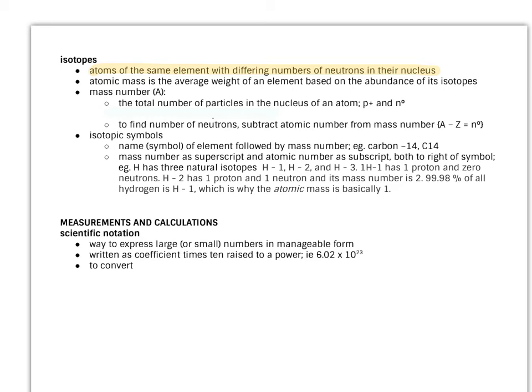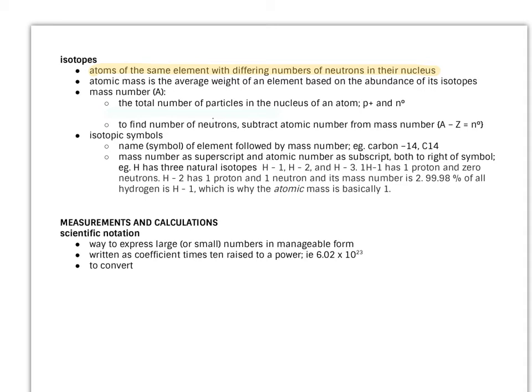So the other day when y'all were working on those worksheets and having to figure out how many protons, electrons, and neutrons there were, you kept looking at the atomic mass, and the atomic mass isn't a whole number, and I kept saying, we'll just round it, and we'll talk about why it's not a whole number. Well, guess what? We're talking about why, because the atomic mass is just the average weight of an element based on the abundance of its isotopes.